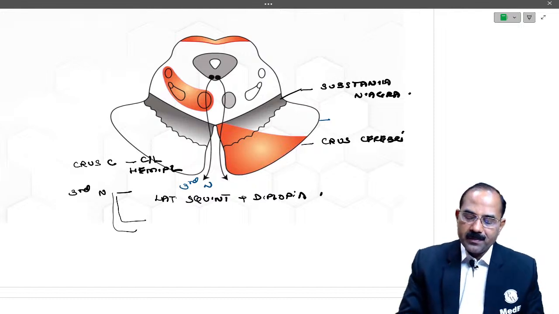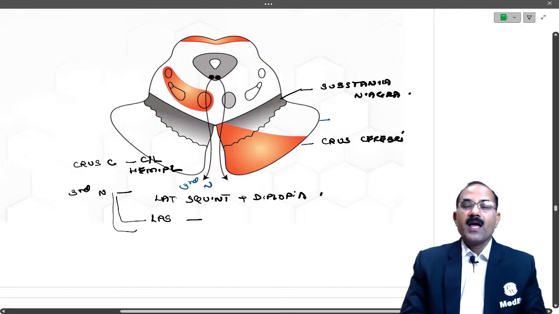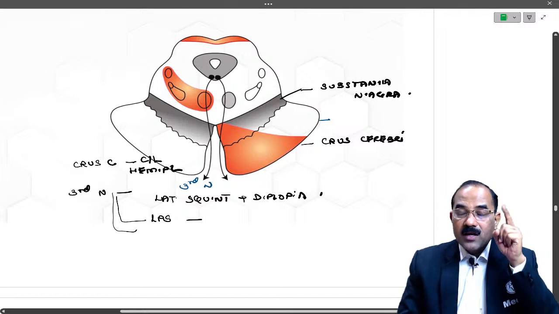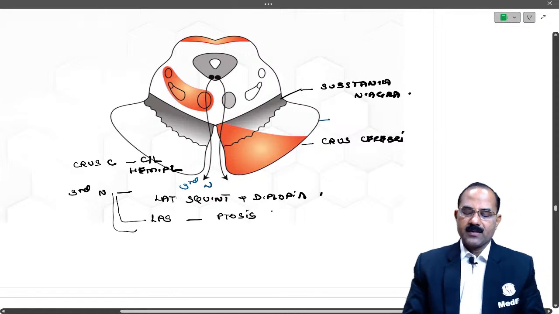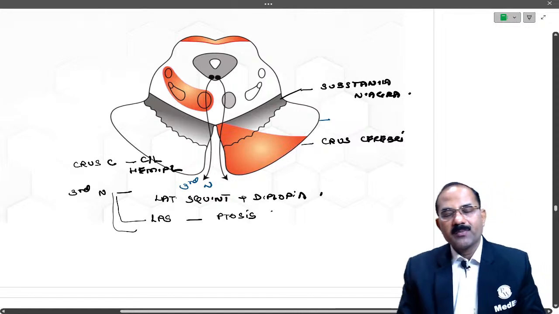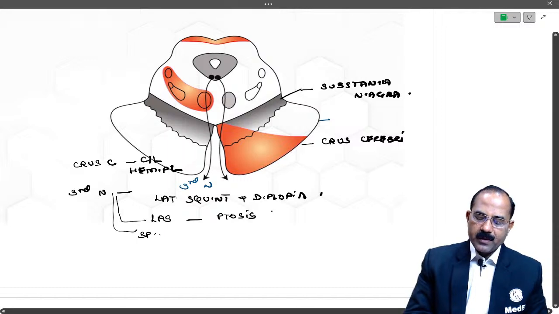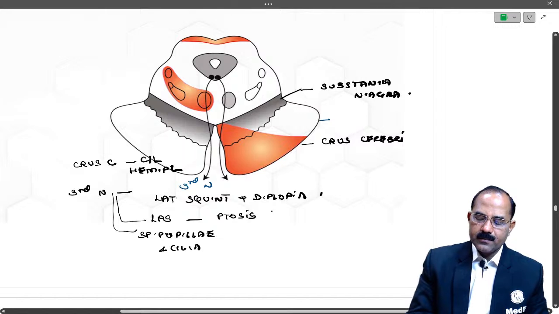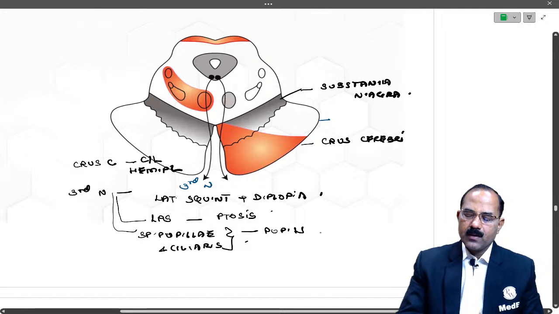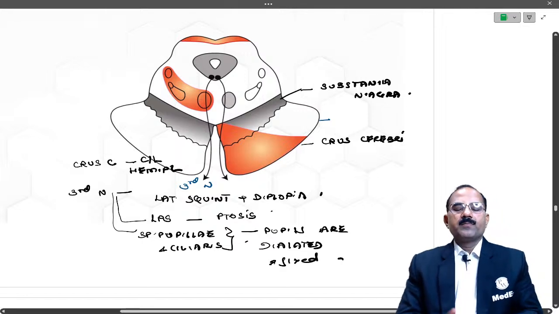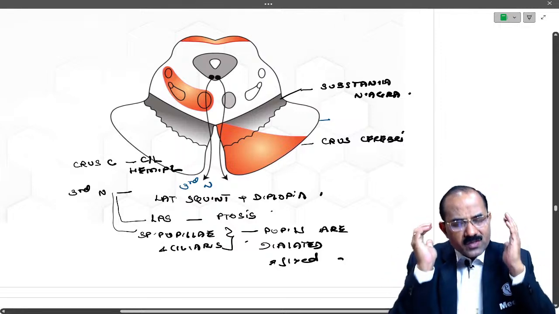The third nerve also supplies the levator palpebrae superioris. Because the levator palpebrae superioris is involved, the eyelid droops down. What is that known as? Ptosis. That is known as ptosis, because of the involvement of levator palpebrae superioris. The third nerve also supplies the sphincter pupillae and ciliaris. Because they are involved, the pupils are dilated and fixed. My dear children, this is an extremely important short note for you.